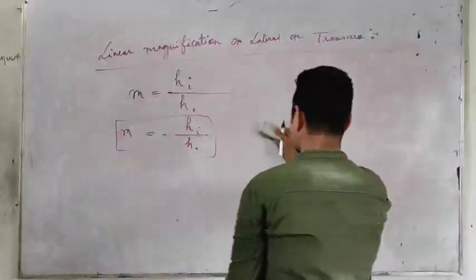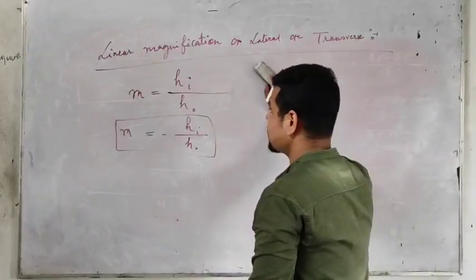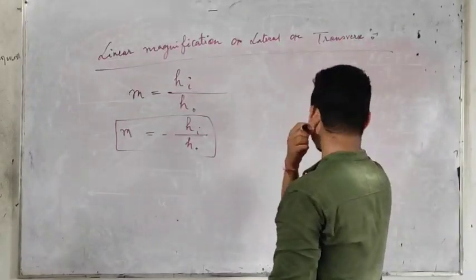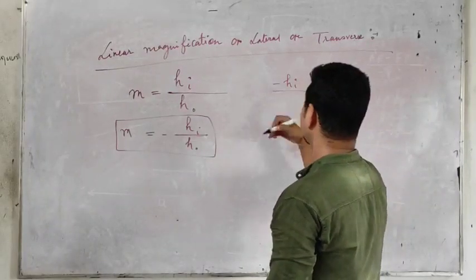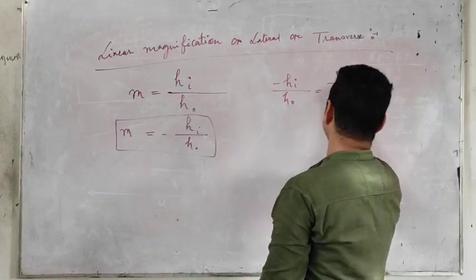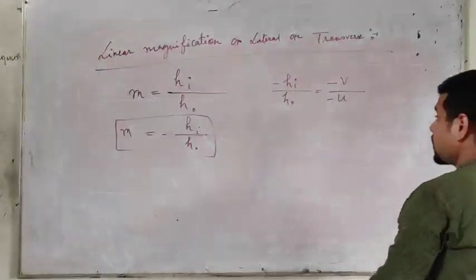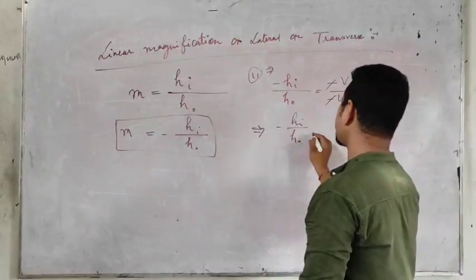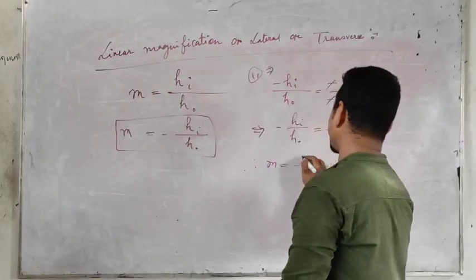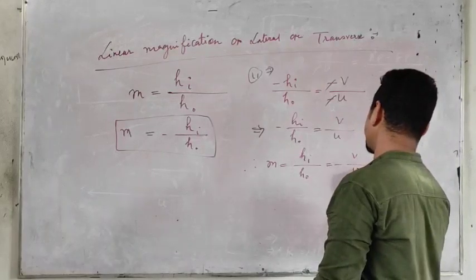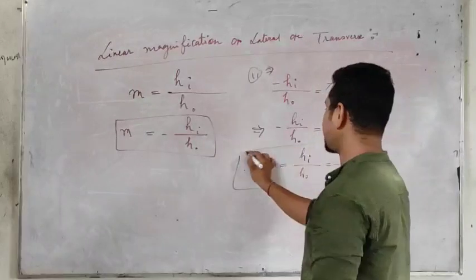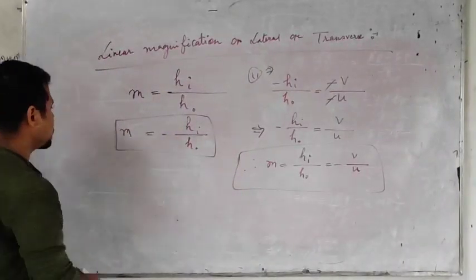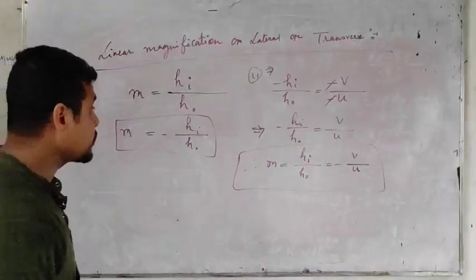Next, the relation between object distance and image distance for linear magnification. From equation 2, we have minus hi by ho in equation 2, that is minus v by minus u, right? That means the minus minus get cancelled out. So minus hi by ho is equal to v by u. That means m is equal to hi by ho is equal to minus v by u. This is the formula for linear magnification. So write it. Next we'll do some problems based on that mirror equation, okay?